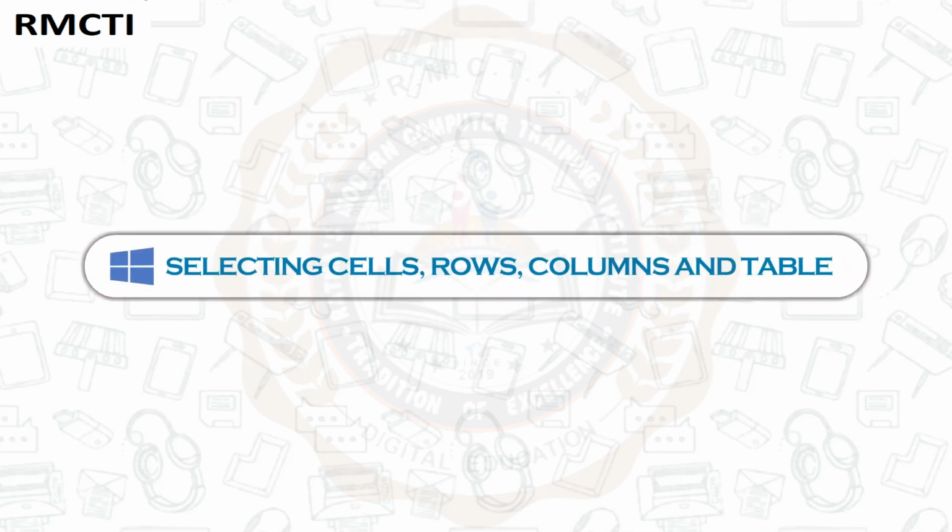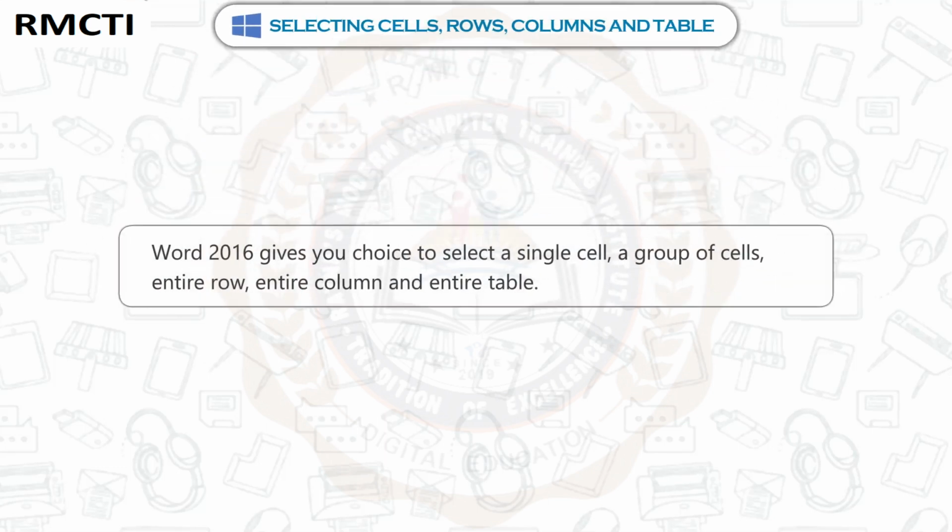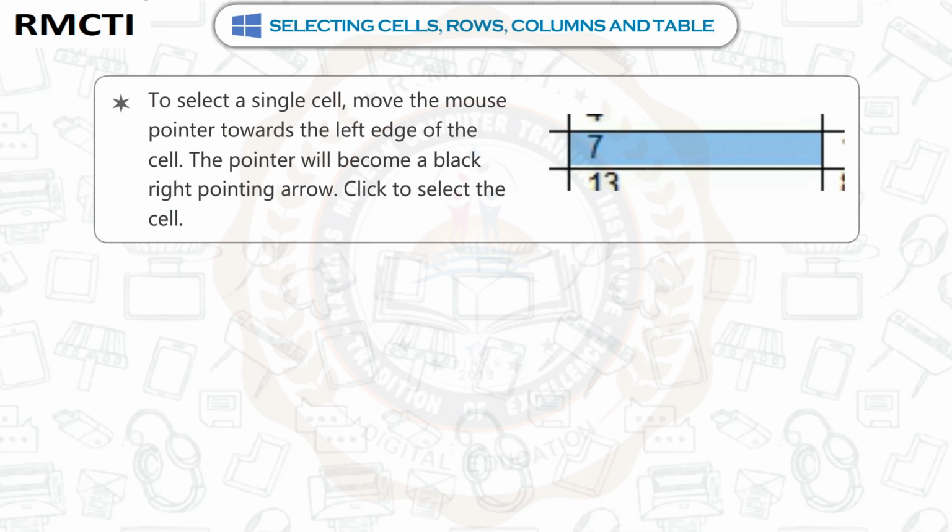Selecting cells, rows, columns and table. MS Word 2010 gives you choice to select a single cell, a group of cells, entire row, entire column and entire table. To select a single cell, move the mouse pointer towards the left edge of the cell. The pointer will become a black right-pointing arrow. Click to select the cell.